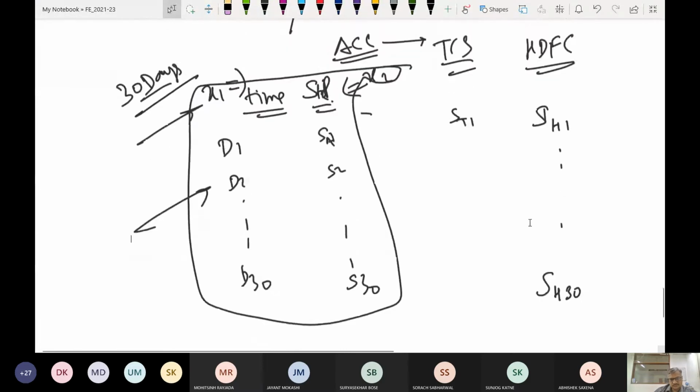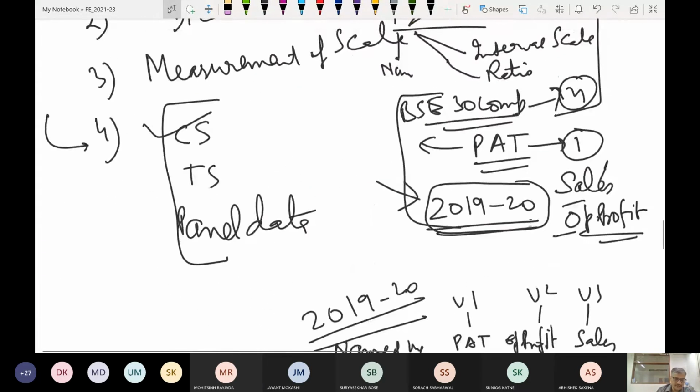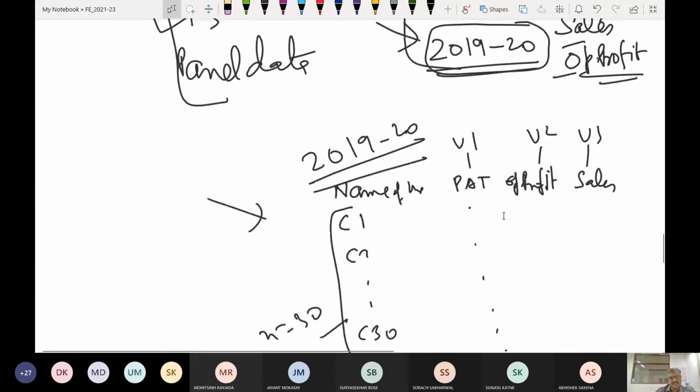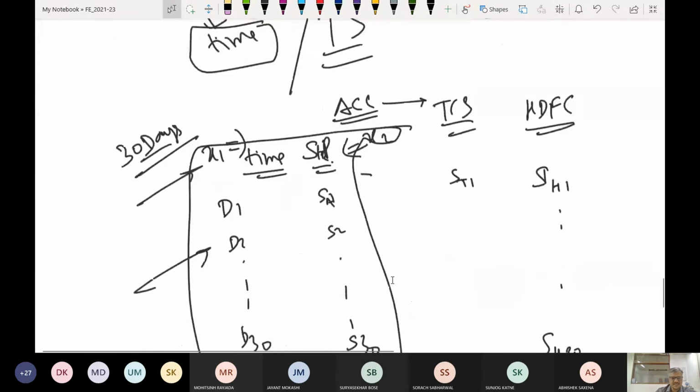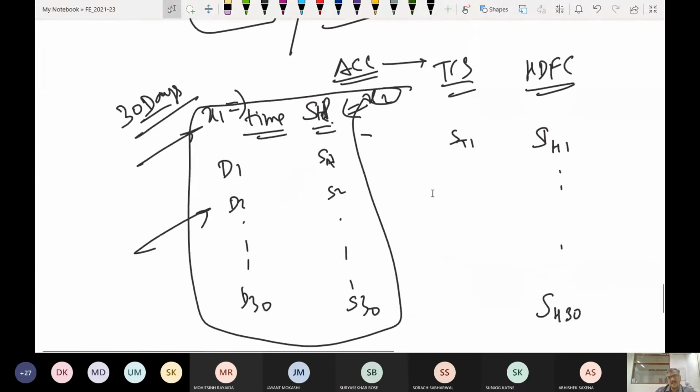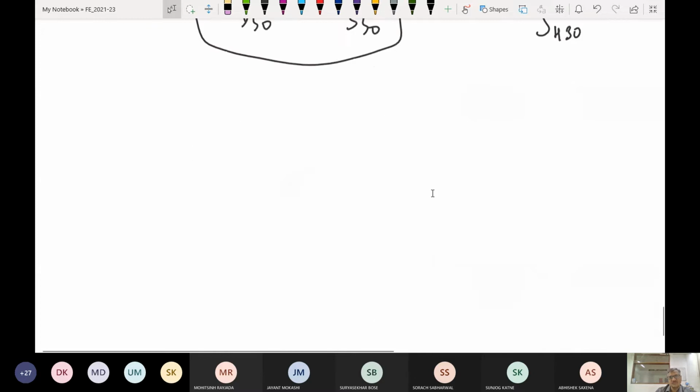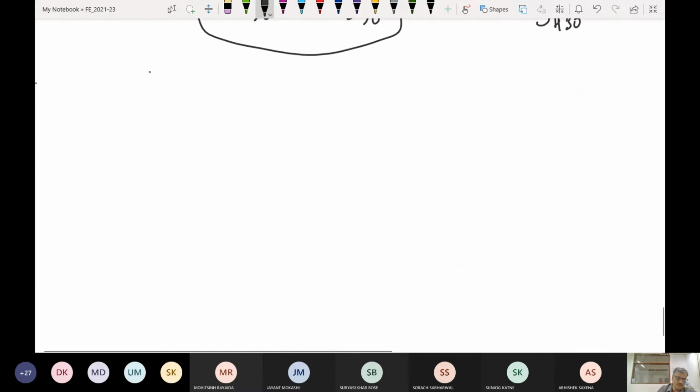So this is time series. I'm done with the second thing, time series. Now I'm moving to financial data, where we get cross-sectional data, such as PAT, operating profit, sales, sales price, all financial data. So time series, cross-sectional. Now moving to a third category, which is the most advanced type of data set.